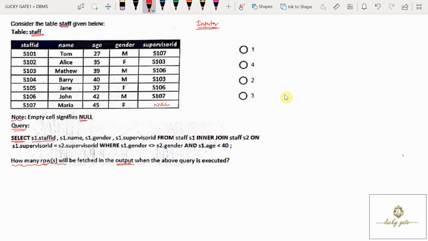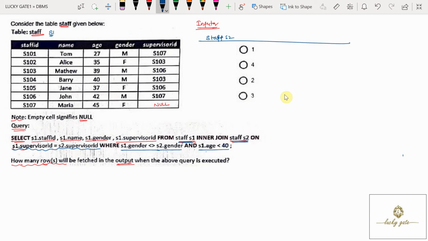Select s1.staff_id, s1.name, s1.gender, s1.supervisor_id from staff s1 inner join staff s2. It means this staff is joined with itself on the condition s1.supervisor_id equal to s2.supervisor_id, where s1.gender not equal to s2.gender and s1.age is less than 40. For understanding, I'll write this staff table one more time because the staff table is taken two times. Staff s1 is inner joined with staff s2. Here I will be writing the staff table one more time.